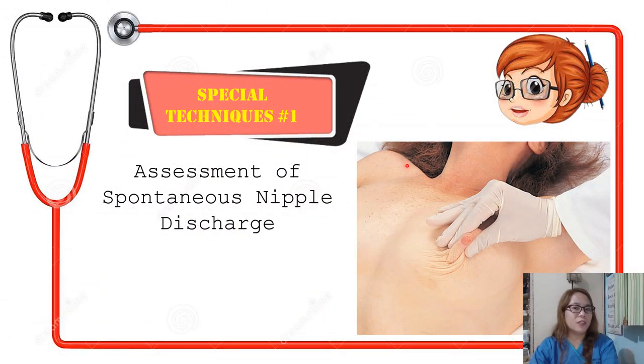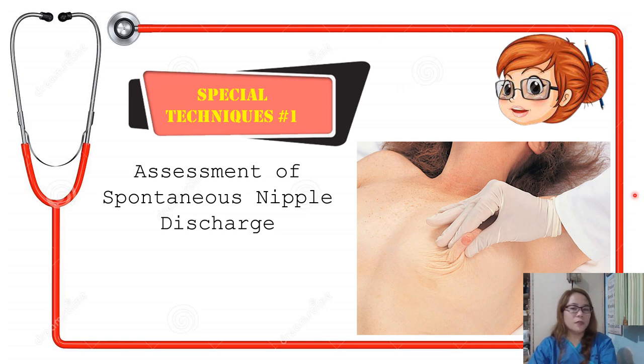If there is a history of spontaneous nipple discharge, you can use this special technique in assessing the nipple, by compressing the areola with your index finger and your thumb, that is placed in radial positions around the nipple. You have to watch for discharge that appears through one of the duct openings of the nipple. You have to note the color, consistency, and quantity of the discharge. And then you have to document also the exact location, if it is in the left or right nipple.